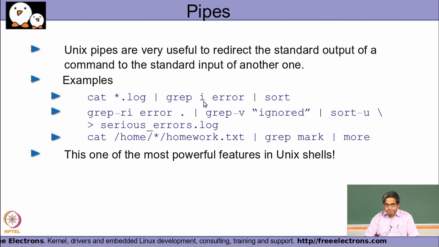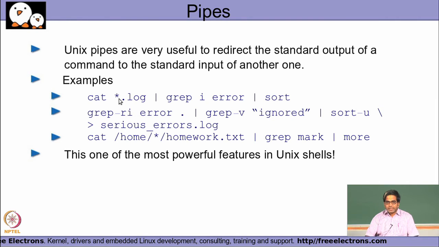So, grep -i error. As we have seen before in our earlier module, the grep command with the -i option will search for the pattern error in a case insensitive manner, and all the lines that have this pattern error will now get piped into the third command in the command line, which is the sort command. So, it will sort all the lines that have the pattern error, in a case insensitive manner, in all the files ending with .log.